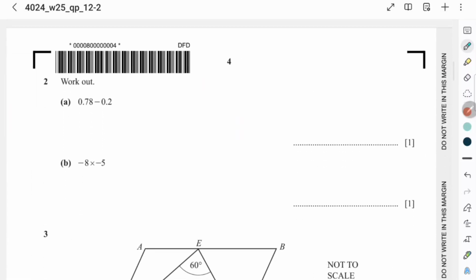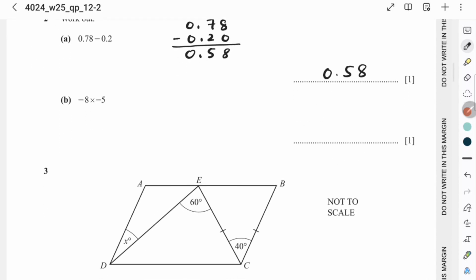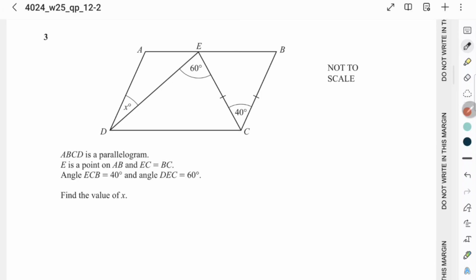Go to question number 2. In question number 2, work out 0.78 minus 0.2. So just subtract 0.78 minus 0.20. Then 8 and 7 minus 2 is 5, 0.58. Now the next one, minus 8 into minus 5, minus into minus, same signs. We'll have to write down plus 40. 1 mark question. The next one is question number 3.